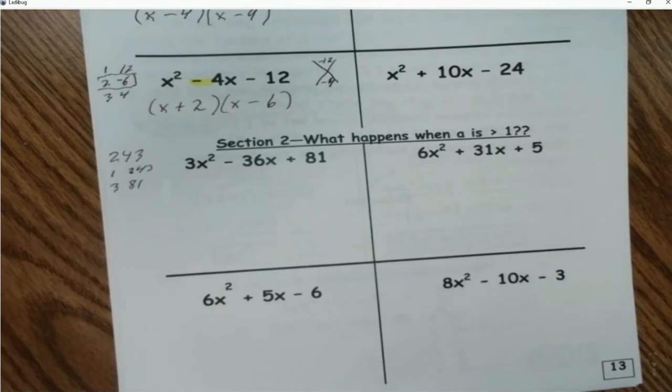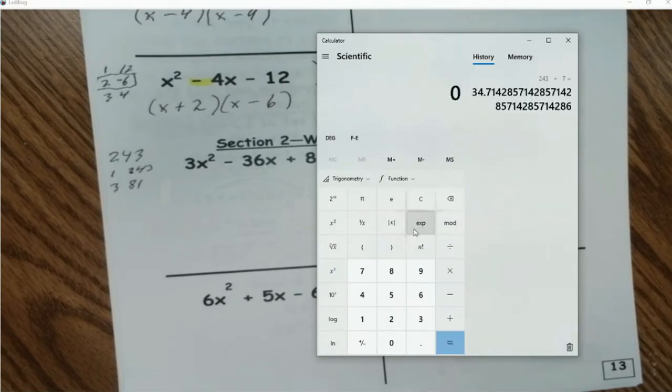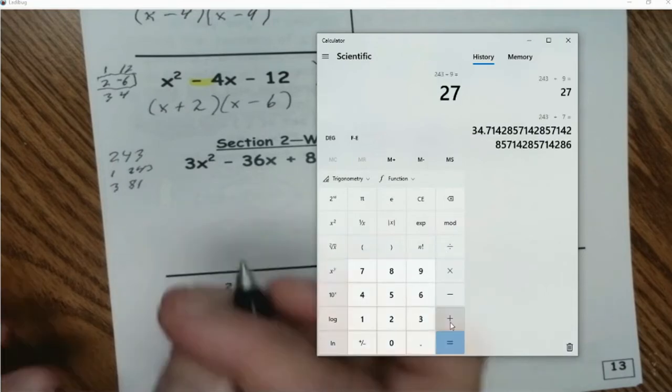All right. We may need a calculator to make sure we don't miss anything here. So let's pull a calculator up and do some ciphering. So 243. Let's see. We know it's not going to divide by any even number. It's not going to divide by 5. Will it divide by 7? 243 divided by 7. Nope. How about 9? 243 divided by 9. Yes, 9 times 27.